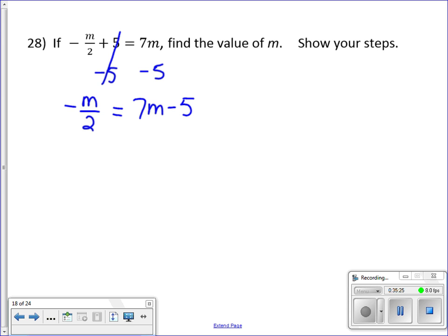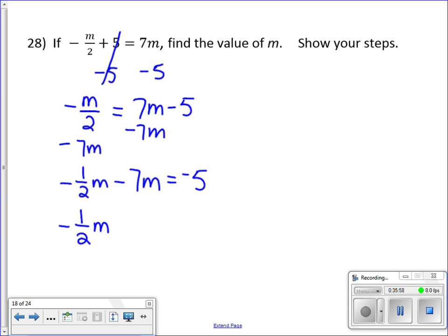Okay, I want to move the 7m to the left-hand side, so I'm going to subtract 7m from both sides. Okay. Now, negative m over 2 is the same as saying negative 1/2 m, remember we talked about that before, minus 7m is going to equal negative 5. And there's a reason why we're doing it like this. So now I need to make 7m, though, have a denominator. I need a denominator for 7m. So this is going to be negative 1/2 m minus 7 over 1 m is equal to negative 5.